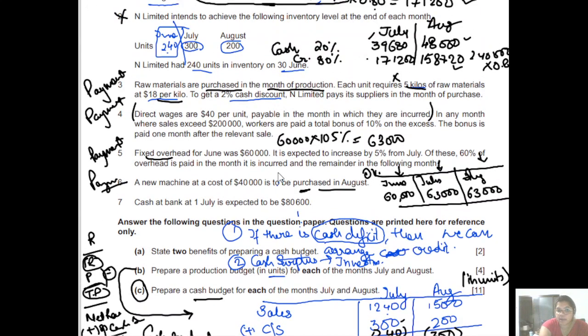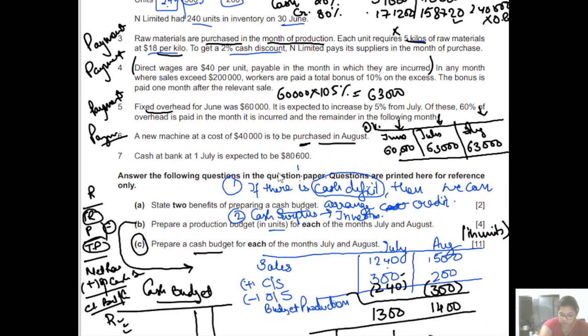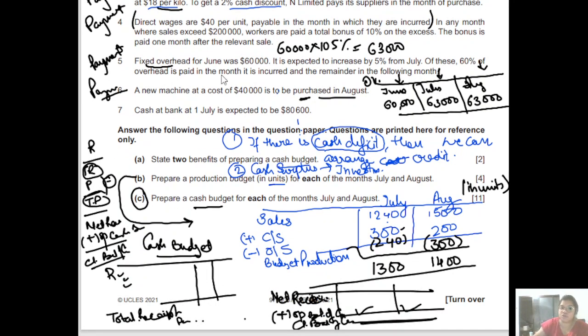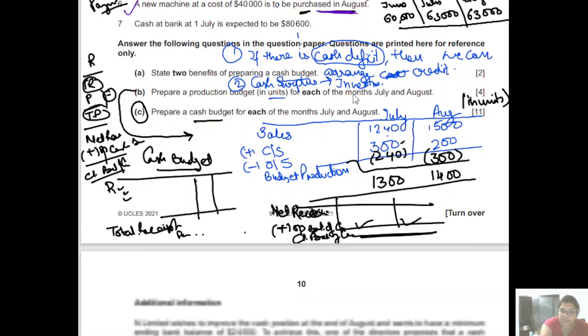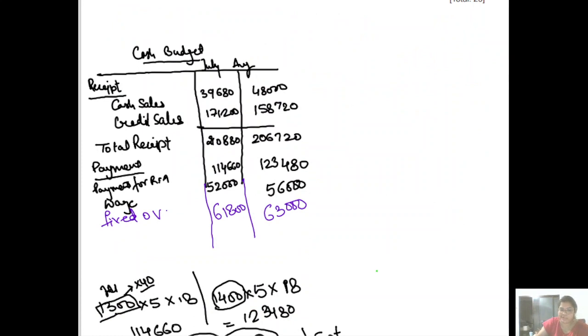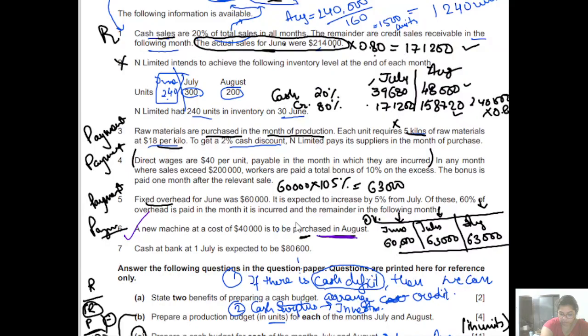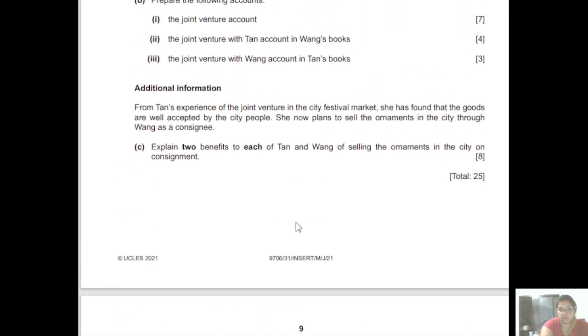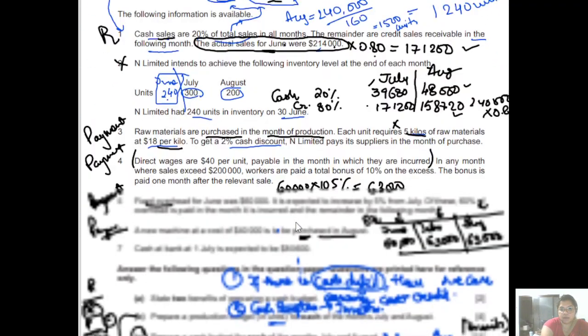Okay, next point. You purchased a new machinery, that is 40,000, and you purchased it in which month? In the month of August. It is given in point 6. So we have to record this as a payment of August only. Write down machinery, and how much you paid? 40,000 only.